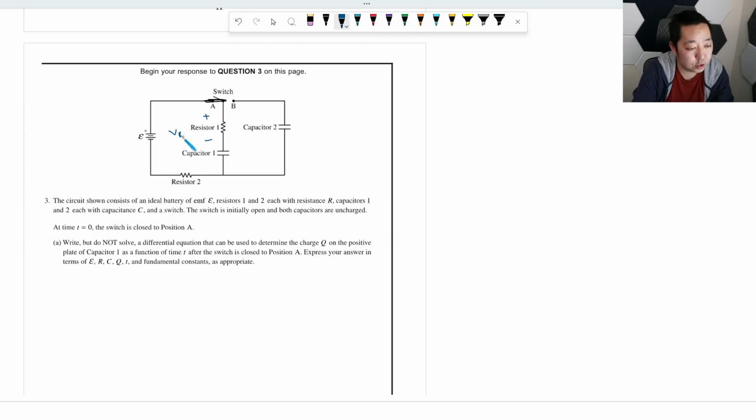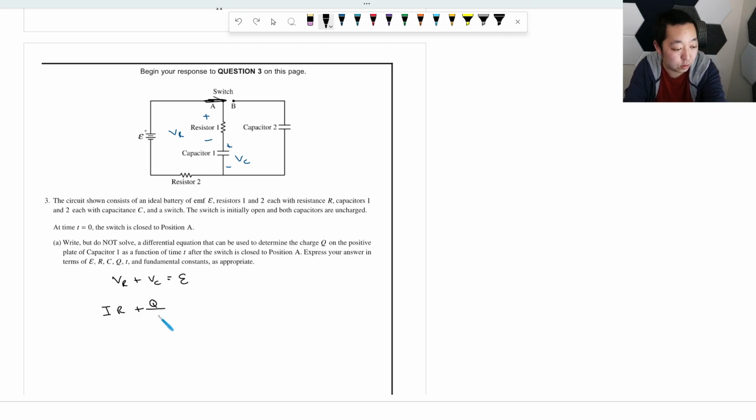This is the voltage across the resistor. This is the voltage across the capacitor. And you always start with the loop rule. You say the voltage across the resistor plus the capacitor is epsilon. Voltage across the resistor is I times R, plus Q over C, is equal to the voltage. Okay, because that's Q equals CV.